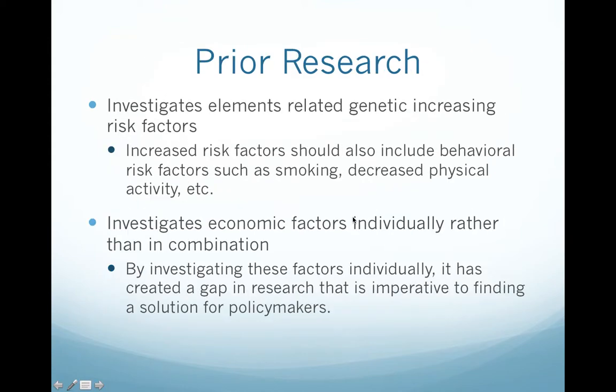Prior research investigates elements related to genes increasing risk factors. Increased risk factors should also include behavioral risk factors such as smoking, decreased physical activity, or eating unhealthy foods. Prior research also investigates economic factors individually rather than in combination. By investigating these factors individually, it has created a gap in research that is imperative to finding a solution for policymakers that includes the three of these things that are causing such an issue for Asia.